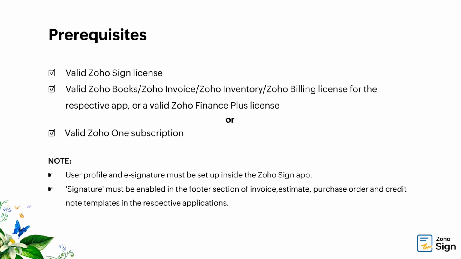To use this integration, you will require a valid Zoho Sign license along with valid licenses for the respective Zoho Finance applications. Alternatively, you should have a valid Zoho Finance Plus license or a valid Zoho One subscription. And to get started, ensure that you have set up your profile and e-signature in Zoho Sign. Also, enable the signature option in Invoice, Estimate, Purchase Order, and Credit Note templates within the respective applications.